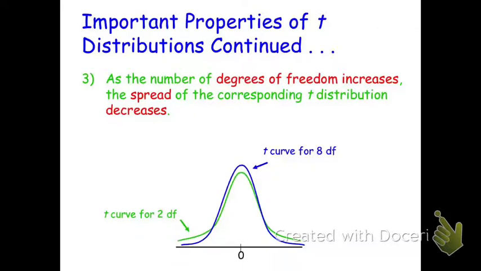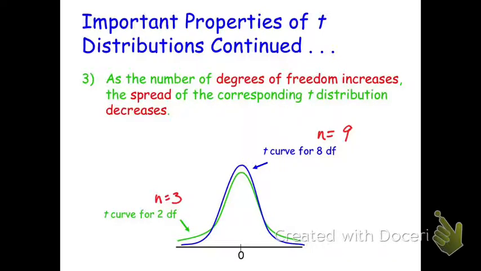So you can kind of see what's happening from 2 degrees of freedom to 8 degrees of freedom. Sample size for 2 degrees of freedom would be 3. Sample size for 8 degrees of freedom would be what? 9. And n minus 1 is degrees of freedom.